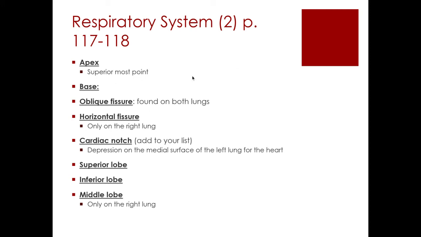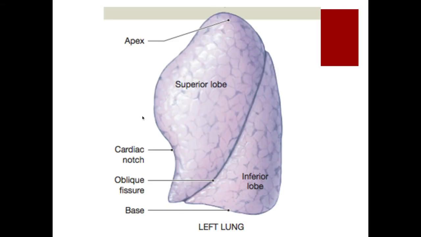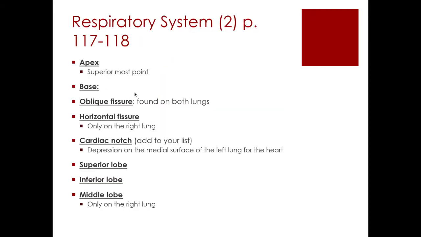We also have something called the oblique fissure, which you can find on both lungs. All this is, it's an elongated cleft, or it looks like a cut taken out that's traveling at an angle. And again, you can find that on both lungs. Whereas the next one, the horizontal fissure, you can only find on the right lung.